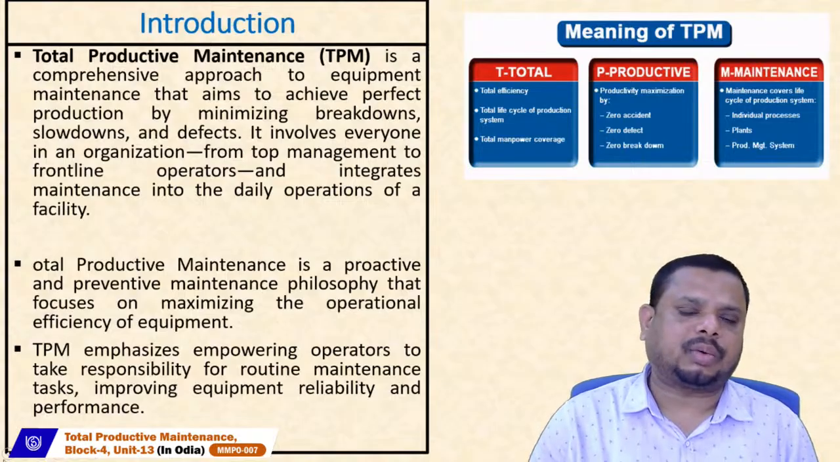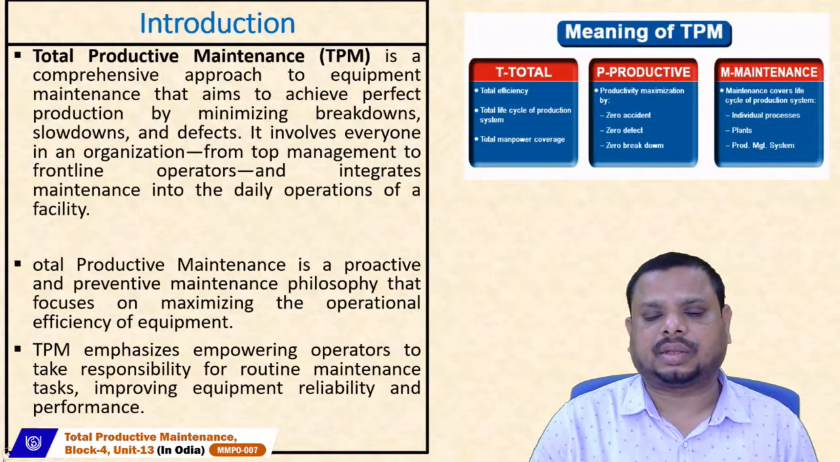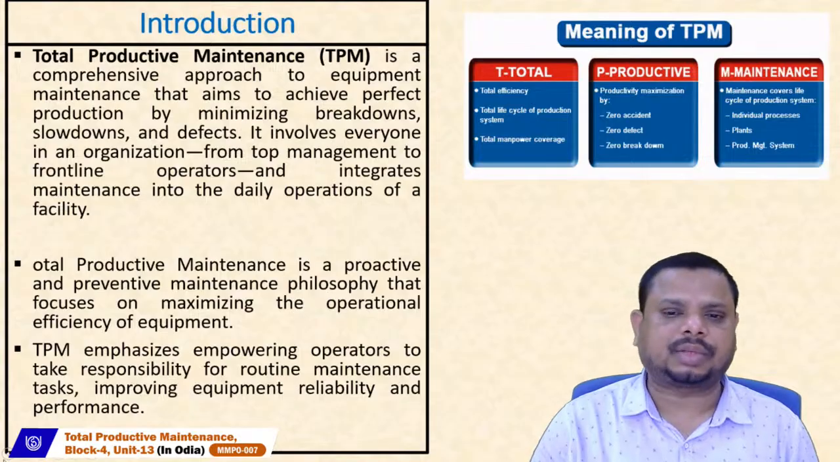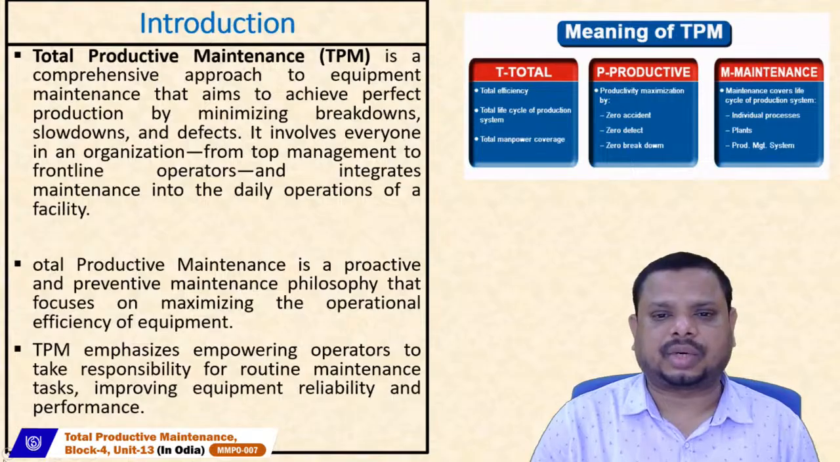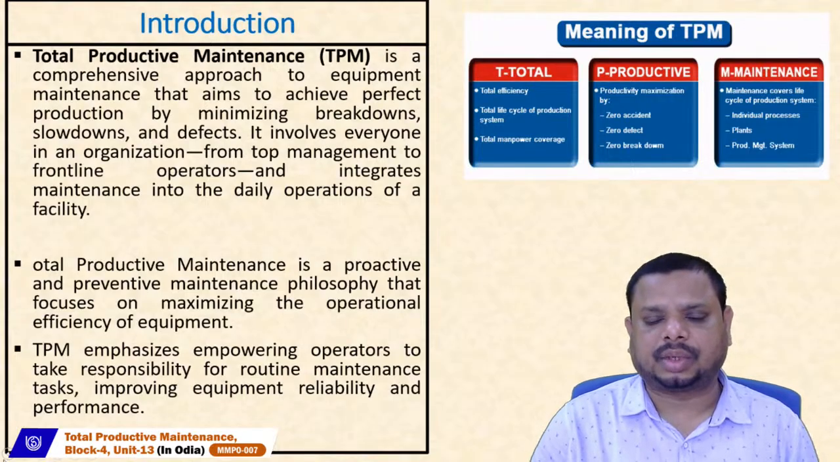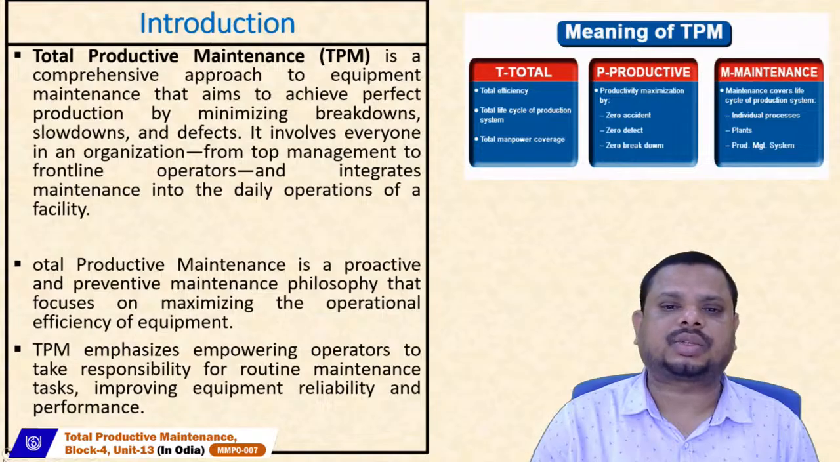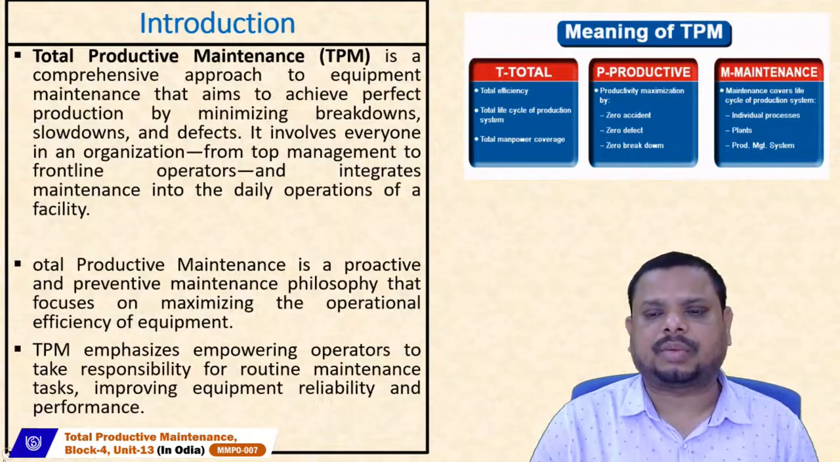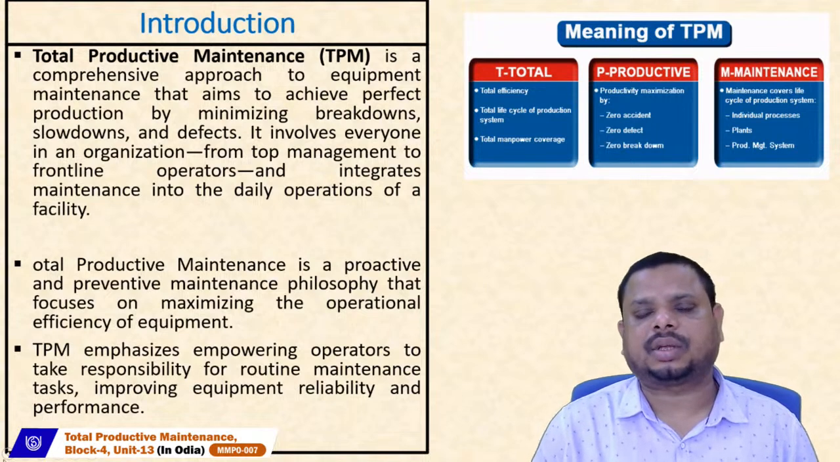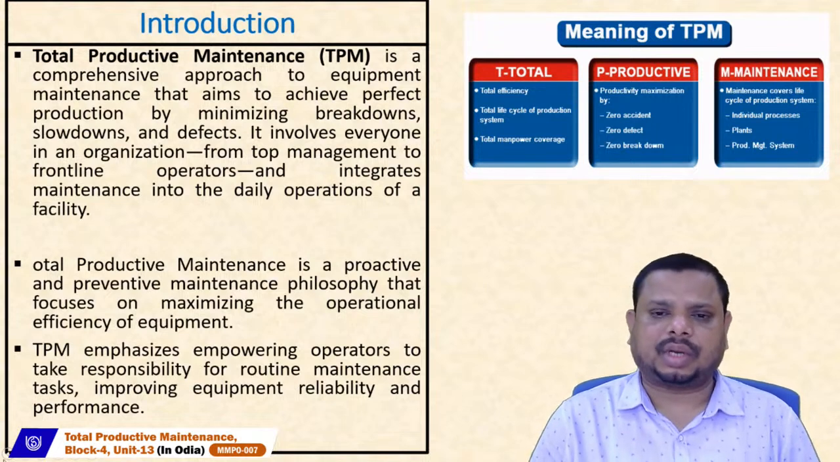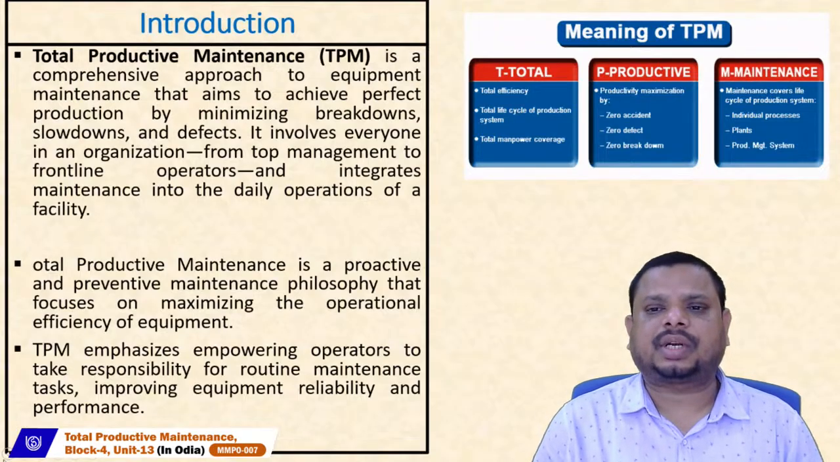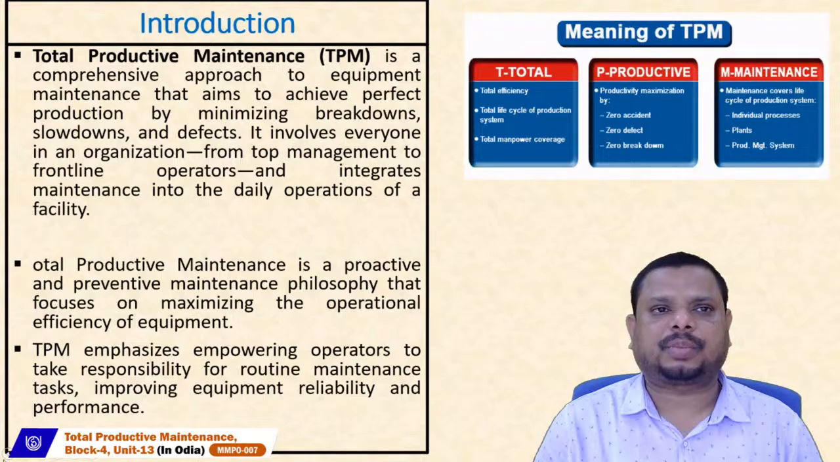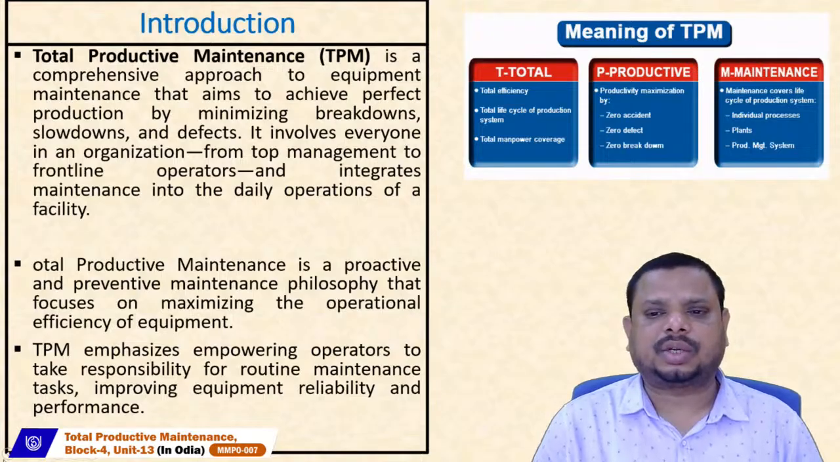The next important part: if you observe the second part of this slide, T stands for total, which means you have to focus on various parameters. The first is total efficiency, then total life cycle of the production system, and total manpower coverage. That means top level to middle level of management, and the last one, the functional level of management, should be involved in case of total. Then P stands for productive, so you have to go for productivity maximization. That means zero accidents, zero defects, and zero breakdowns should be considered.